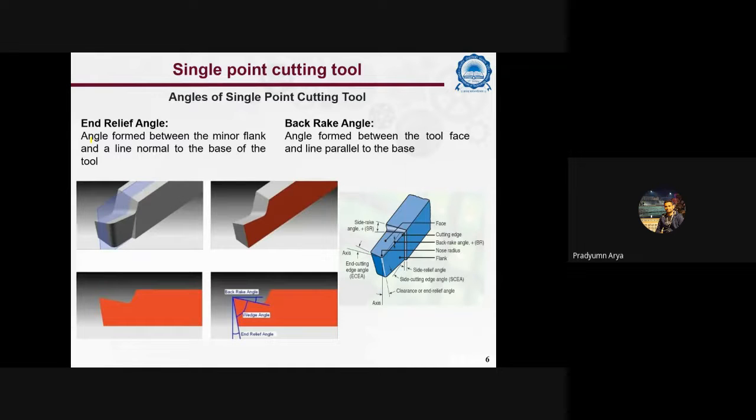Similarly, back rake angle. For machining of ductile material, we provide a positive rake angle. For machining of brittle material, we provide a negative back rake angle. It generally ranges from 10 to 15 degrees.